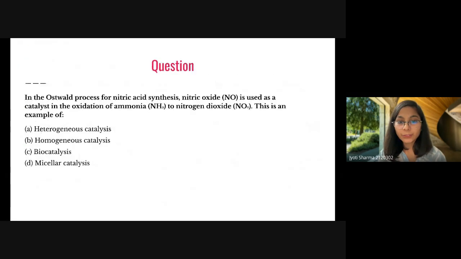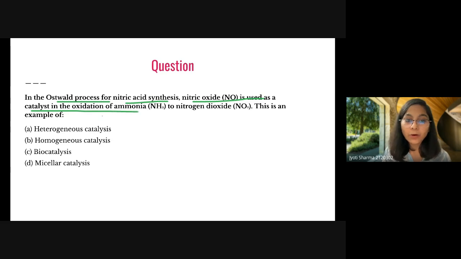Okay, next we come to the next question. There is one reaction, the Ostwald process, for nitric acid synthesis. Here NO is used as a catalyst in the oxidation of ammonia to nitrogen dioxide. So this is an example of what? Heterogeneous catalysis, homogeneous catalysis, biocatalysis, or micellar catalysis?